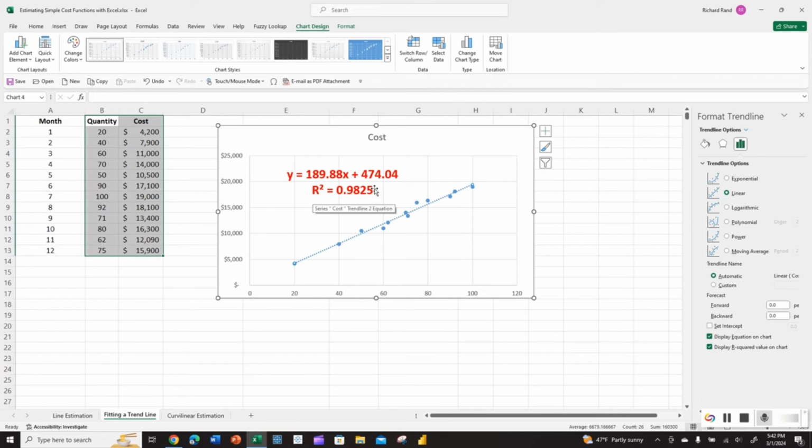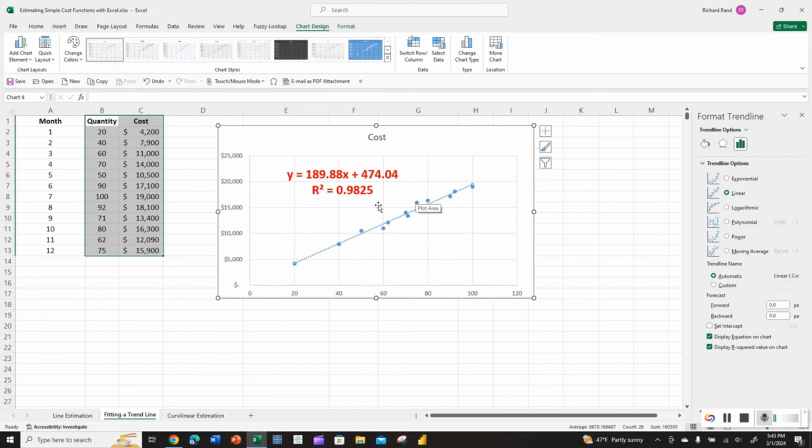Well, that's all fine and dandy, but what is the R square? Well, the R square is a measure of fit for the line. The closer this measure is to 1, the better the line is fitting the data. In this case, we were able to get a 0.9825 fit for our R square, which is really, really good. So this is what we would do if we wanted to model some straight line data for a particular set of cost figures.